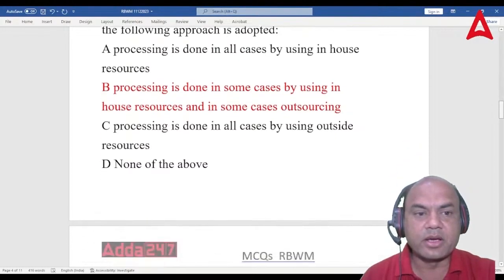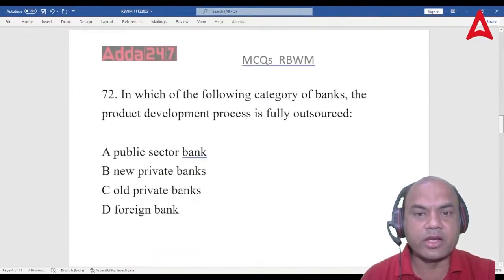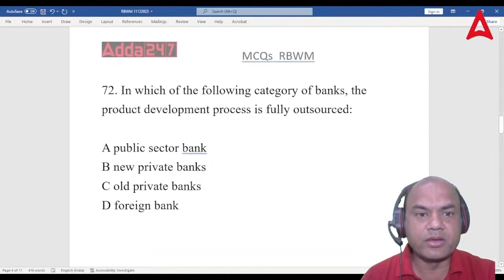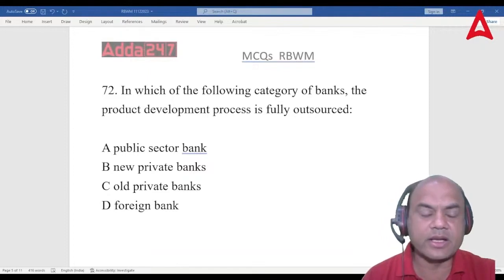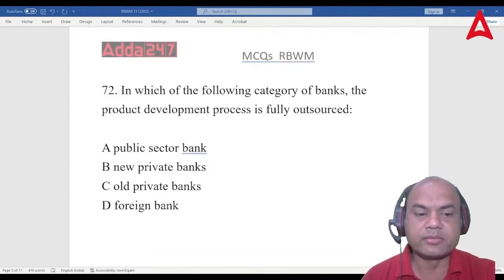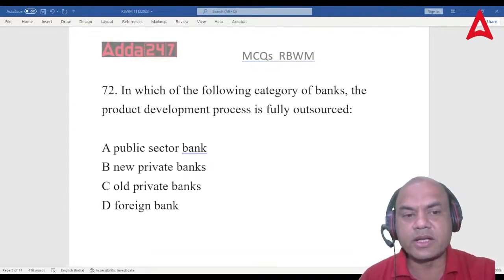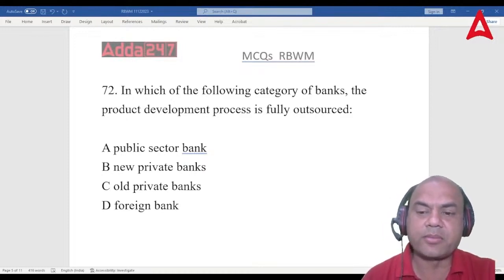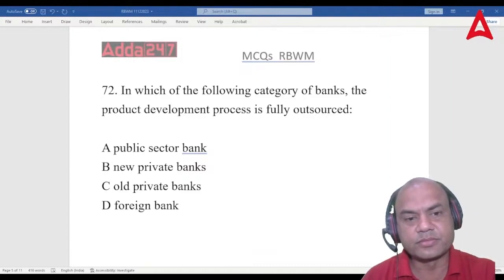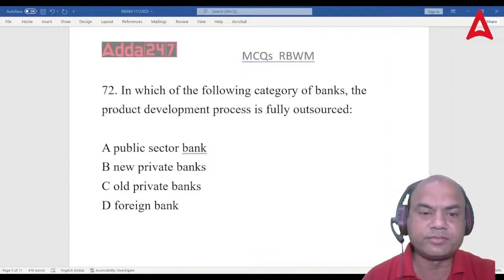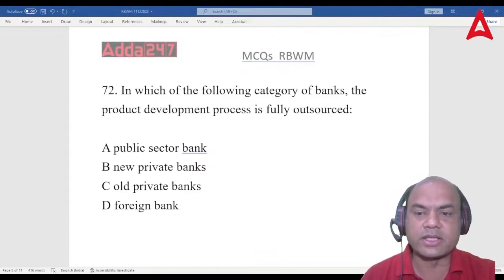Next one. Are you with me everyone? Are you with me? Everyone okay with this? How's it going? Are you understanding it? Hey everyone, are you understanding it? Type yes in the comment section. Everyone, are you following it? Chalo, next one.